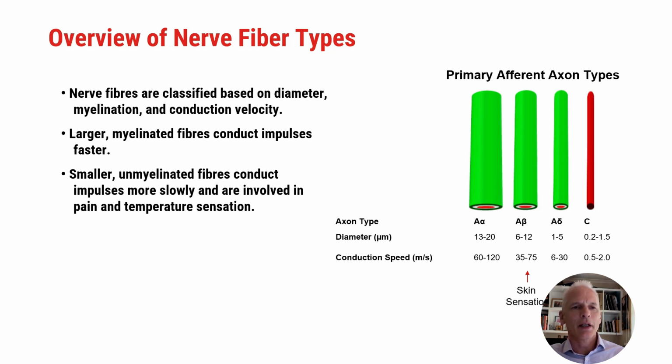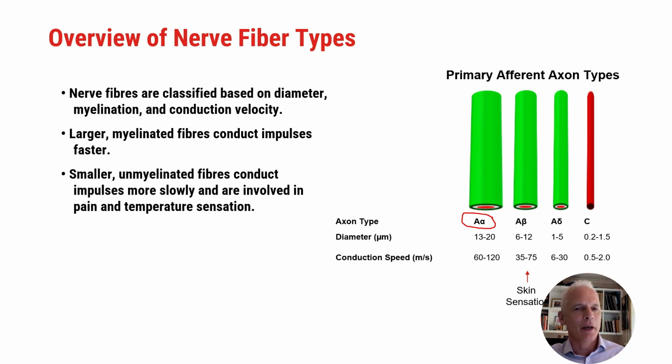When we look down here, you'll see the A alpha nerve fibers, which are the largest in the peripheral nervous system, and they have quite a large diameter, up to 20 microns, and they also have an incredibly rapid speed of conduction. Your A alpha fibers will be able to transmit a sensation from your toe, for example, to your brain at a speed of around 200 miles per hour.